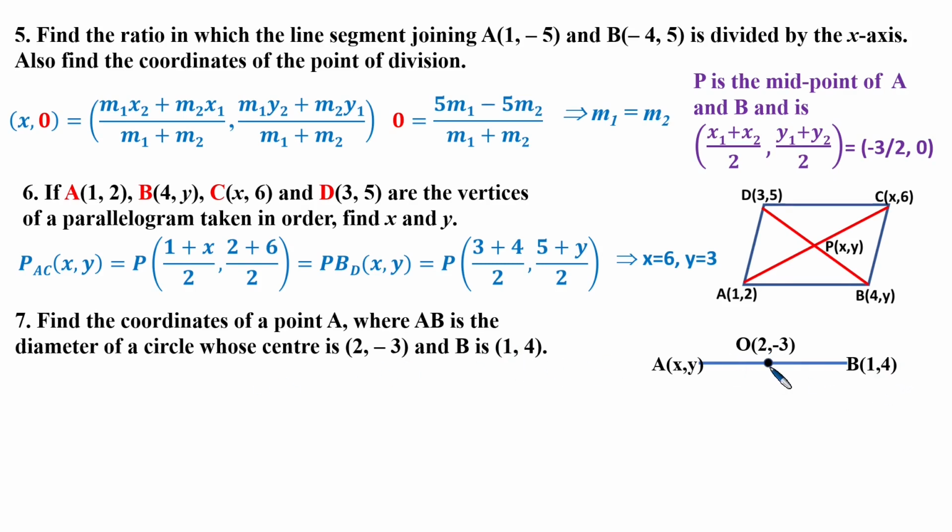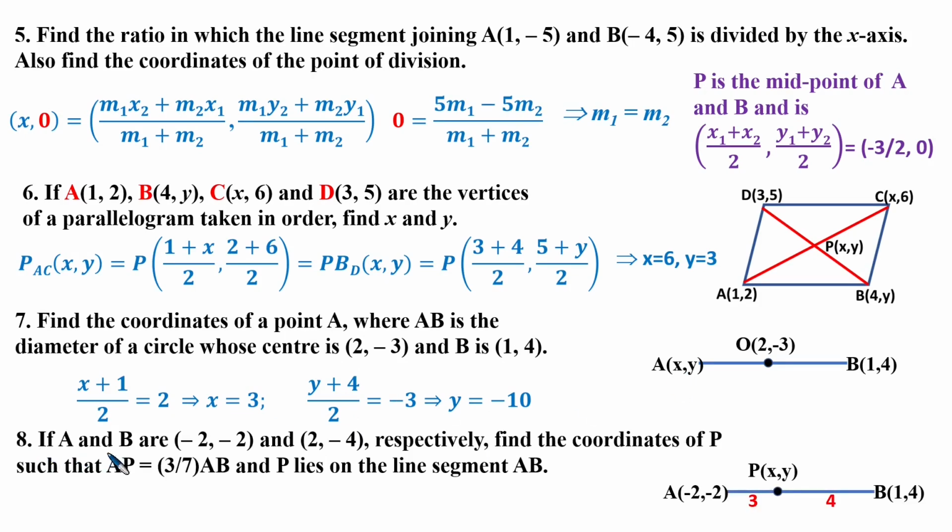So if this is the center point, again I use 1 plus x divided by 2 is equal to 2, and 4 plus y divided by 2 equal to minus 3, because it's the center point. So I use this: x plus 1 divided by 2 is equal to 2 means x is equal to 3. This is 2 into 2, 4, and this 1 goes. 4 minus 1 is 3. Similarly here, you can get the value of x and y.